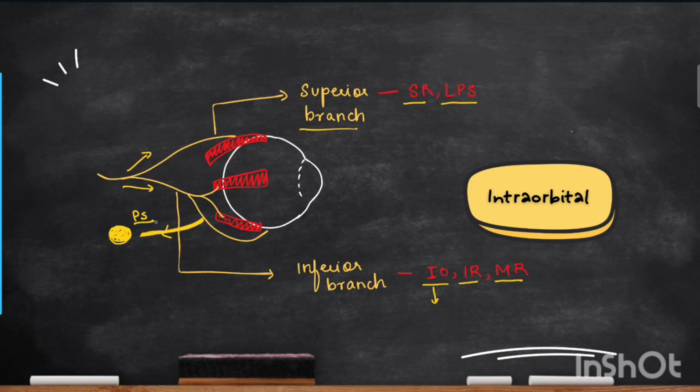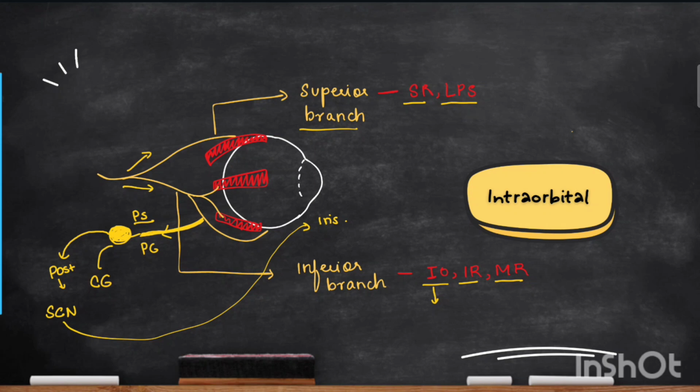One thing to remember about the nerve to inferior oblique is that it gives a short branch consisting of parasympathetic fibers. These are the preganglionic fibers, and they synapse in the ciliary ganglion. Once they synapse in the ciliary ganglion, the postganglionic fibers come out, and via the short ciliary nerves, they supply the iris sphincter pupillae and ciliary muscles. So, all in all, the oculomotor nerve supplies the superior rectus, levator palpebrae superioris, inferior oblique, inferior rectus, medial rectus, as well as the parasympathetic supply to sphincter pupillae and ciliary muscles.